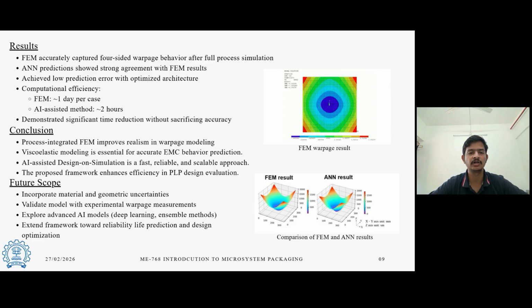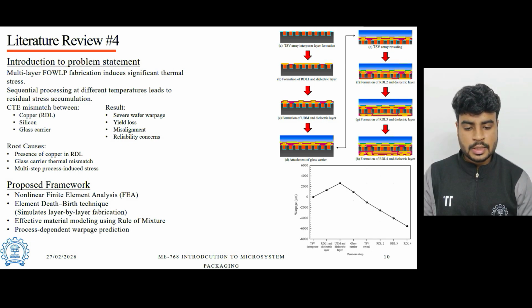For future work, material and geometric uncertainties can be incorporated, experimental validation can be performed, and more advanced AI models such as deep learning or ensemble methods can be explored. The framework can also be extended towards reliability life prediction and packaging design optimization. So now let us discuss how warpage can be predicted and suppressed through material optimization.